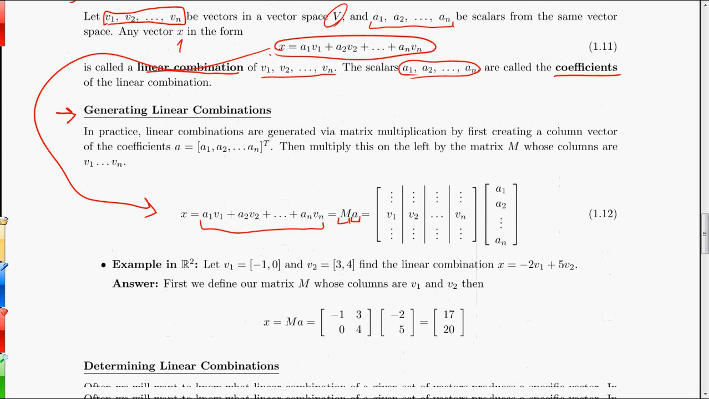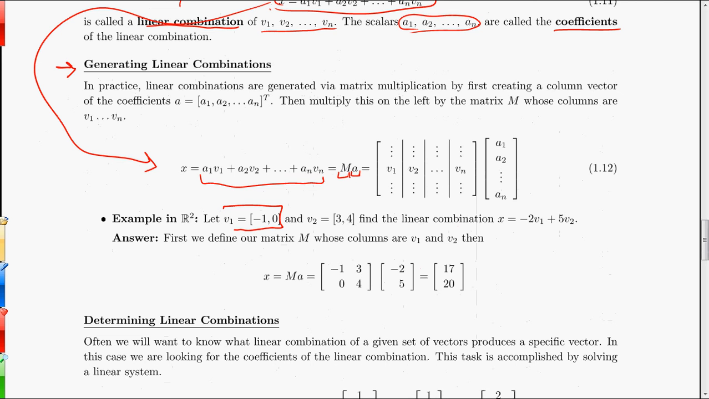So here's an example. Suppose I have v1, which is (-1, 0), and I'll put it in column form. v1 is (-1, 0), and v2 is (3, 4).